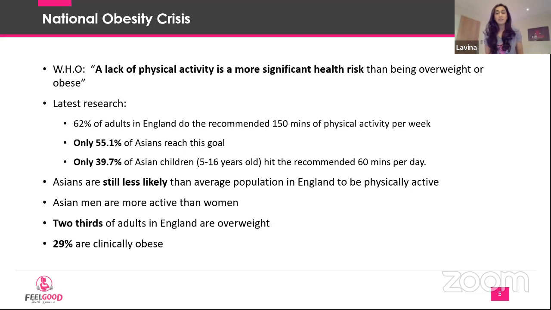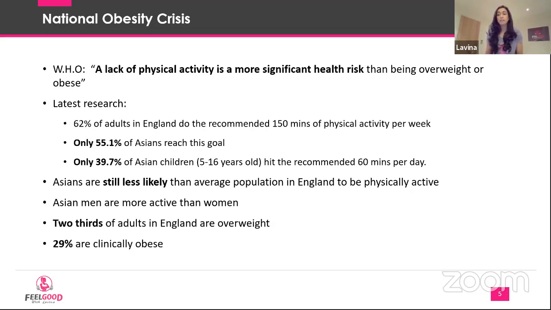And that's adults hitting that guideline of just the aerobic side. What is quite alarming, and this is why I raised a big campaign for awareness, is that only 55% of Asians actually reach this goal. And I wanted to cover children as well, because I am a mother of 3, and only 39% of Asian children, that's between 5 and 16, hit the recommended 60 minutes per day. So I found that quite alarming.